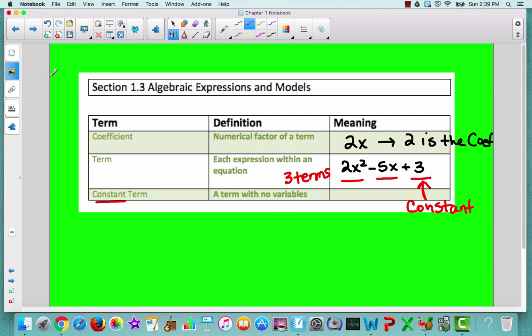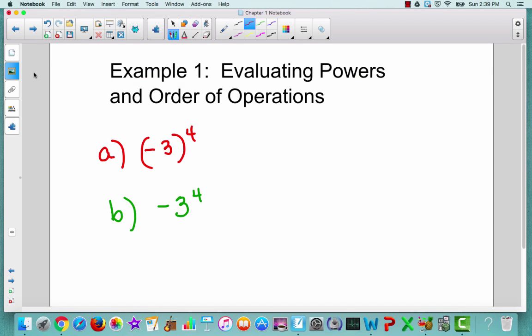All right, so now that we got the vocab out of the way, let's get to business. So today we're going to be talking about powers, order of operations, like terms. So let's just review evaluating a power. There's a couple of things that you learned in algebra that we just need to make sure you fully understand.